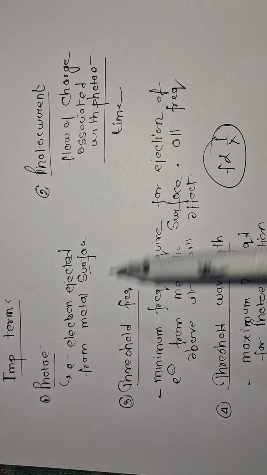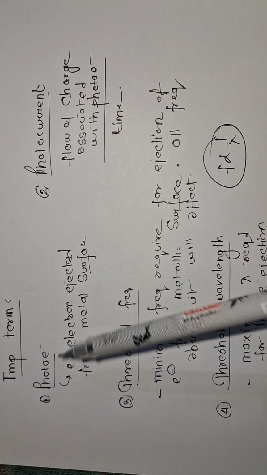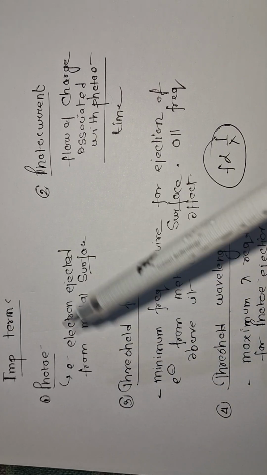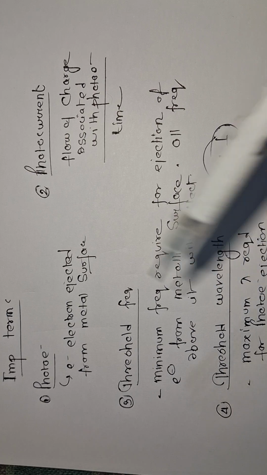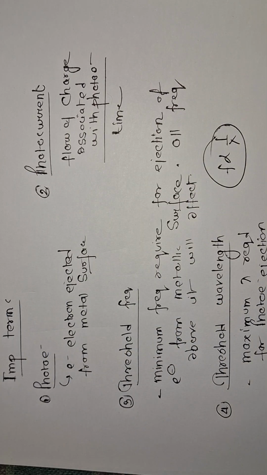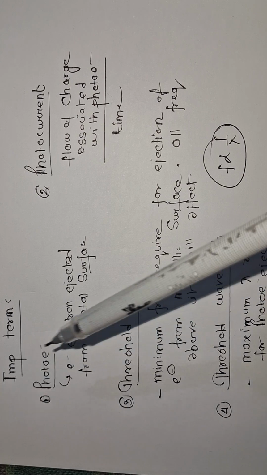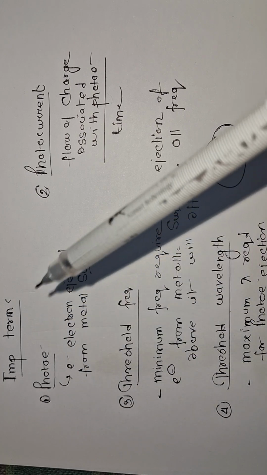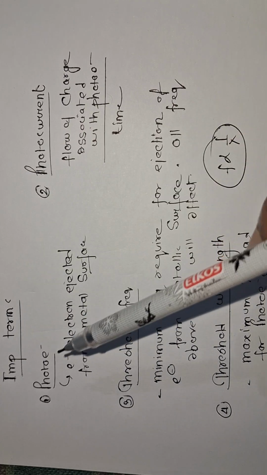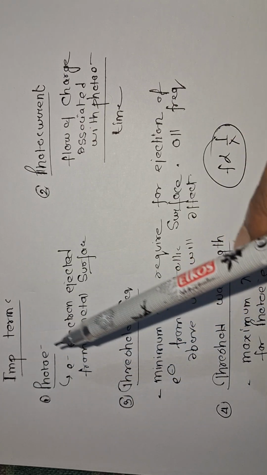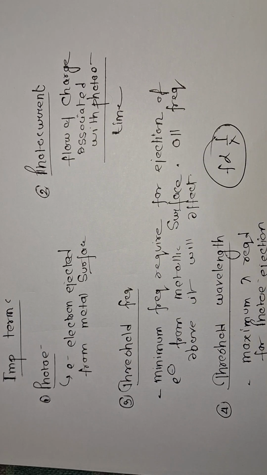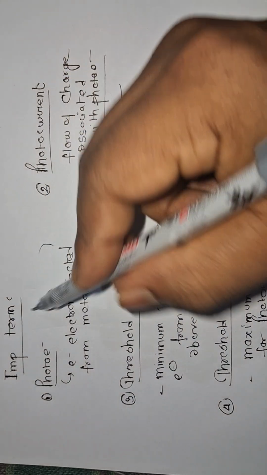Okay, the first important term I have written is the photoelectron. Can you tell me what we mean by photoelectron, or why we call the electrons photoelectrons? Yeah, you are absolutely correct. Since those electrons are ejected under the influence of photons, we name them photoelectrons: electrons ejected from a metal surface under the influence of photons.